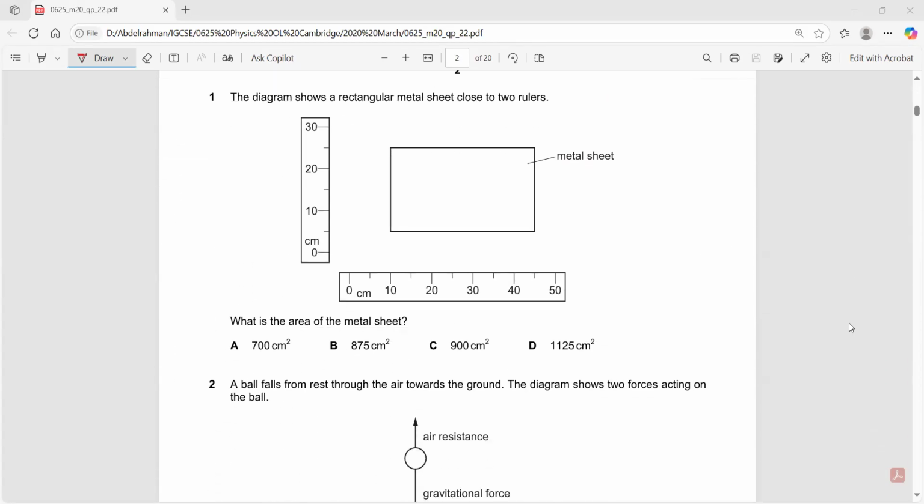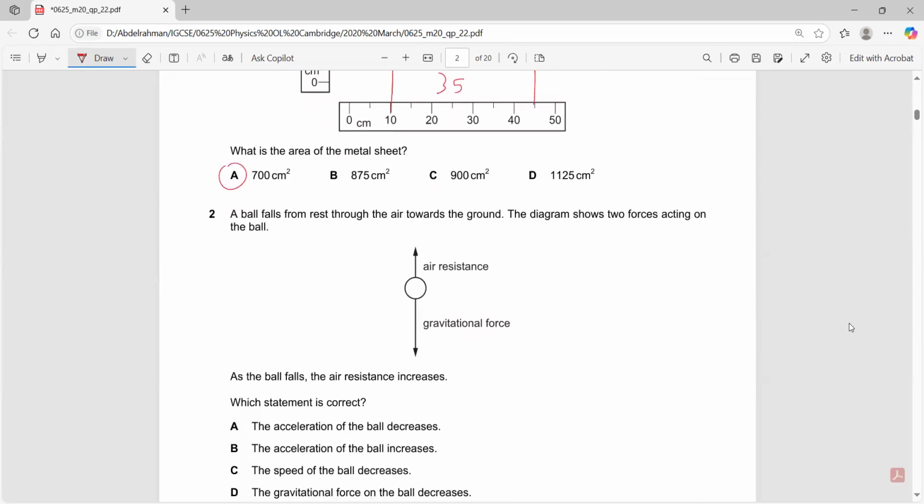Question 1, what is the area of the metal sheet? Length times width. The length would be from 10 to 45, which is 35 centimeters, and the width would be from 5 all the way to 25, which is 20. So 35 times 20 is 700 centimeters squared.